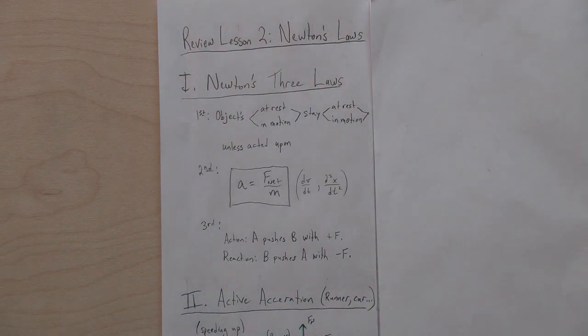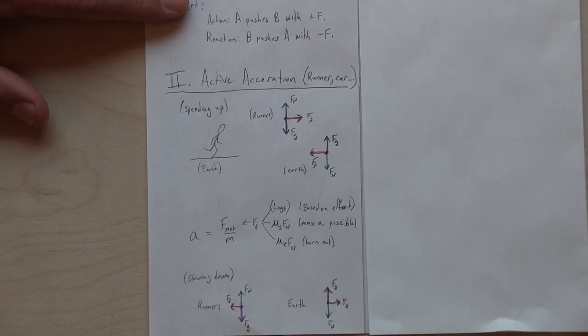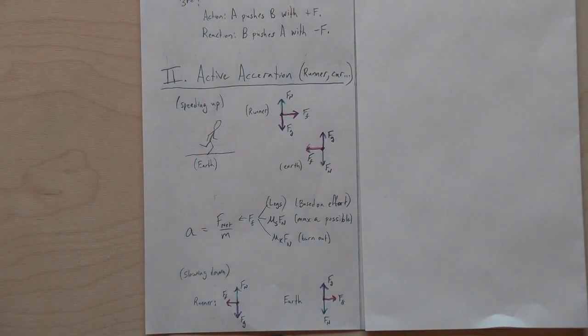Any two things interacting, the force of one on the other equals the force of the other right back. Okay, so those are the concepts. Now let's look at the applications. The first kind of phenomenon we're going to study is active accelerations, a runner, a car.